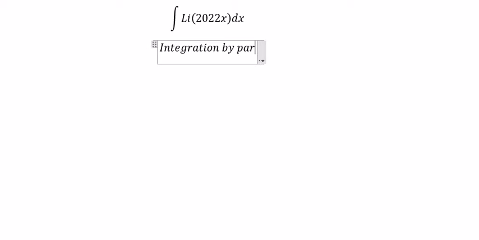Hello everybody, so today I will talk about calculus. The topic today is about integration. So now I will show you the technique. We need to use integration by parts.